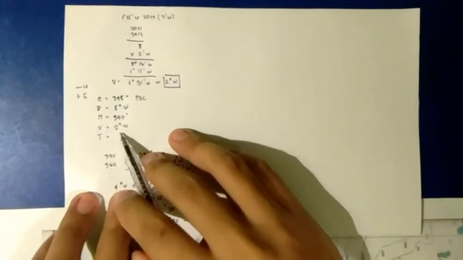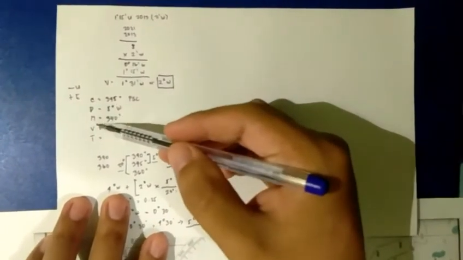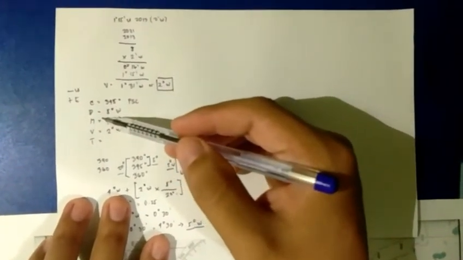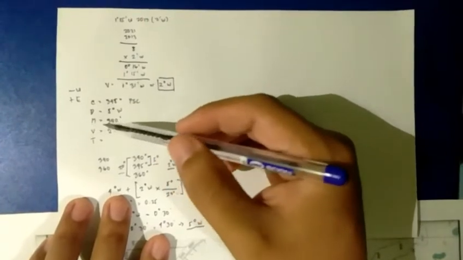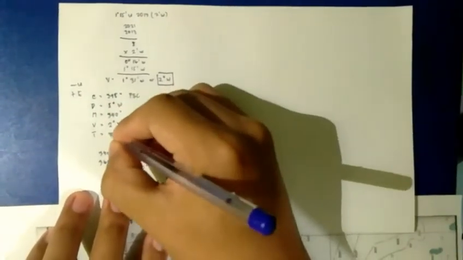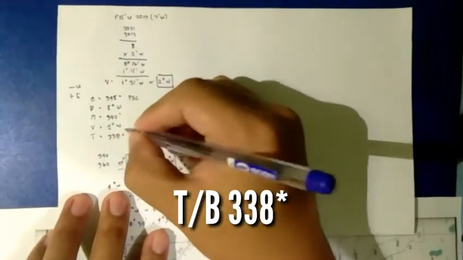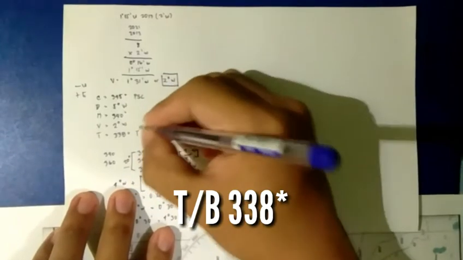Since it is west, we will subtract the variation from the 340. So magnetic heading minus our variation, which is 2 degrees west, and we will get 338 degrees as our true bearing.